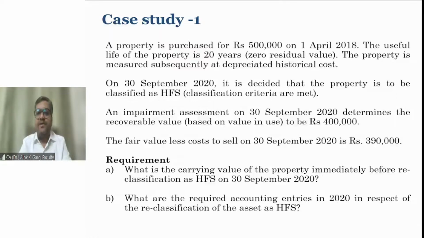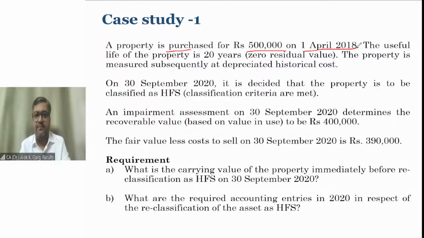A property is purchased for rupees 5 lakh on 1st April 2018. Please read the question with me. A property is purchased for rupees 5 lakh, means cost is rupees 5 lakh. Date of purchase is 1st April 2018, right? In examination, when you attempt the question, please start underlining your question paper, right? Once you read the question, please start underlining your question paper.